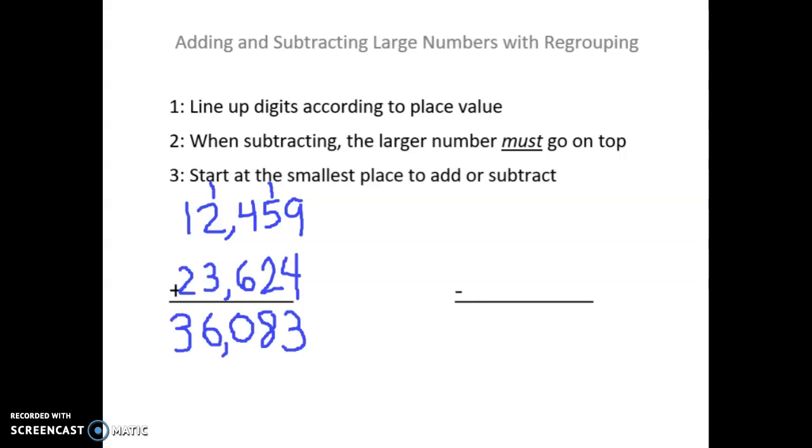So when adding 12,459 to the number 23,624, my sum, my answer to my addition problem, is 36,083.